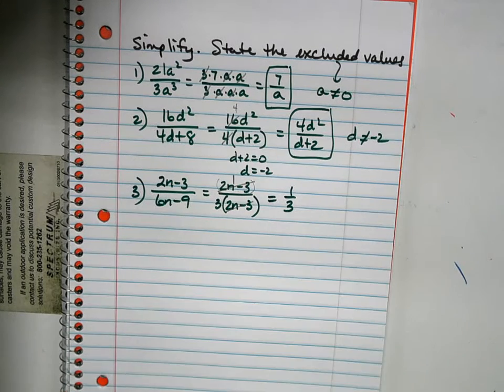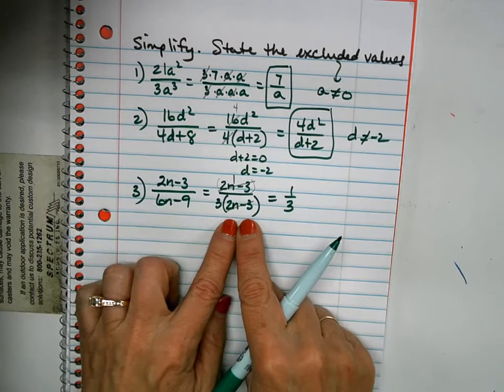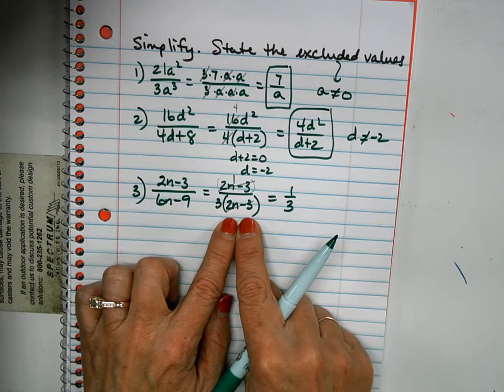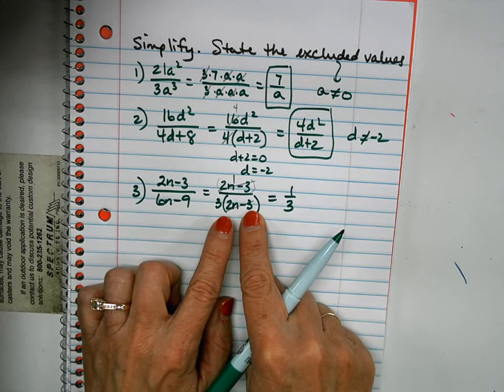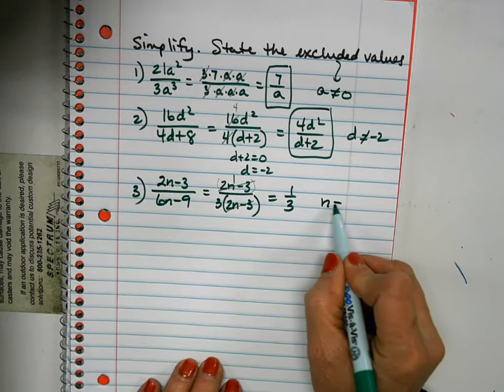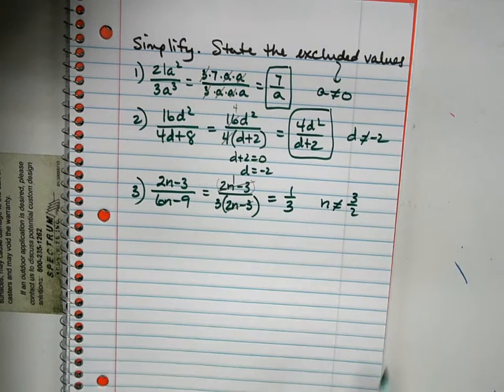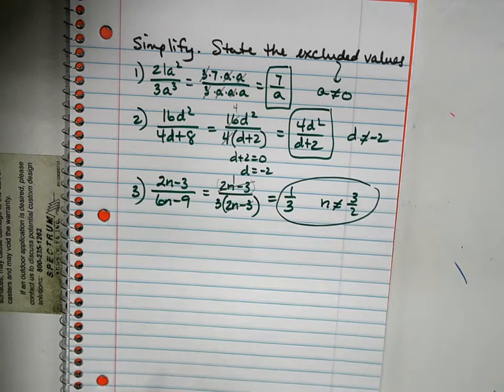Okay, now as far as excluded values, you got to look at any point. These two are equivalent, so let's look here because it's easier to see. What would make that denominator 0? 3 over 2. It's the opposite of this divided by that. So n can't be a positive 3 over 2. Opposite of this divided by 2. That would be your answer. 1/3 where n can't be 3/2.